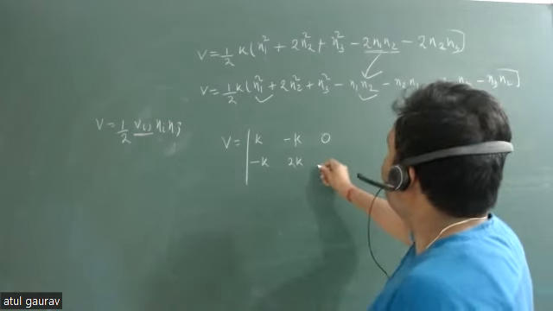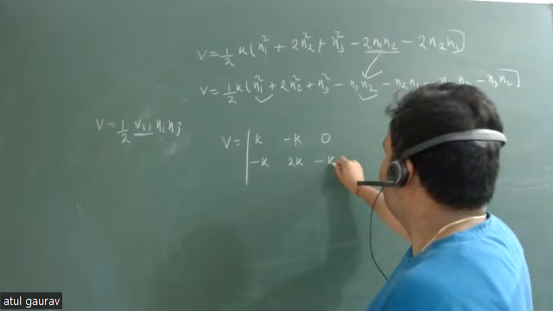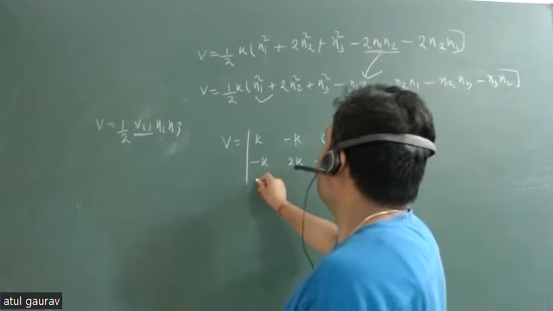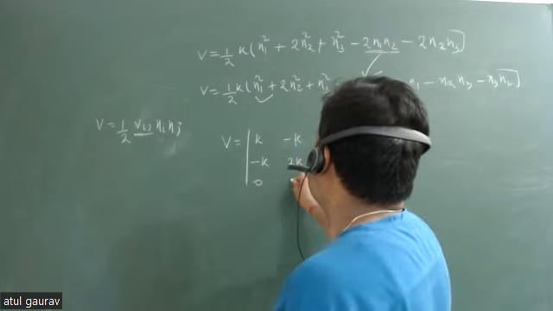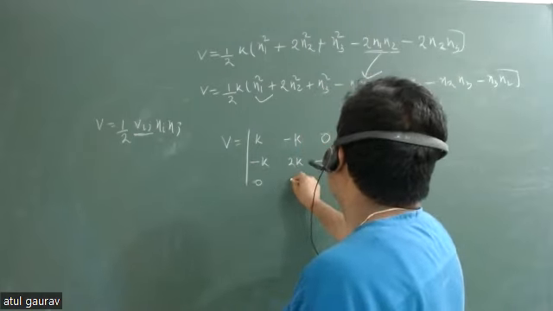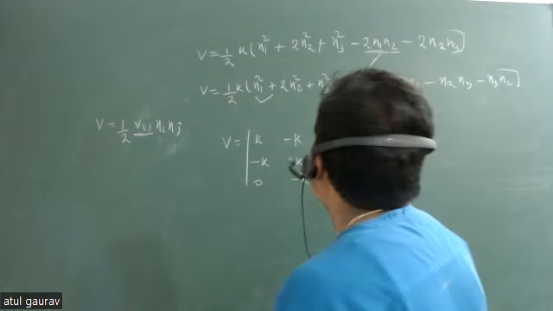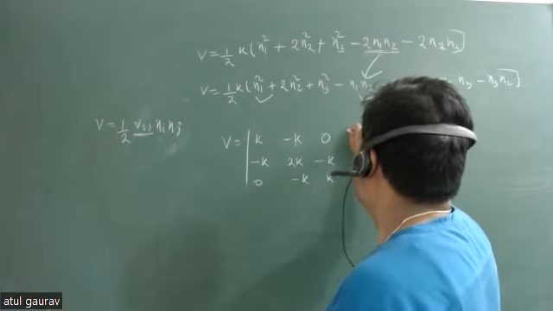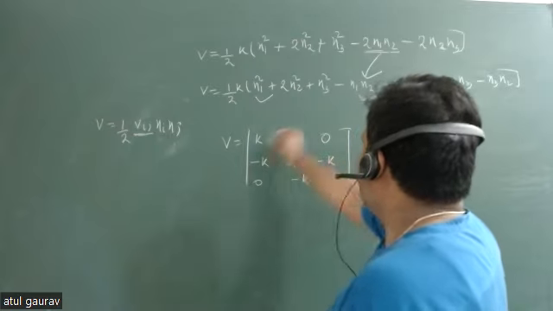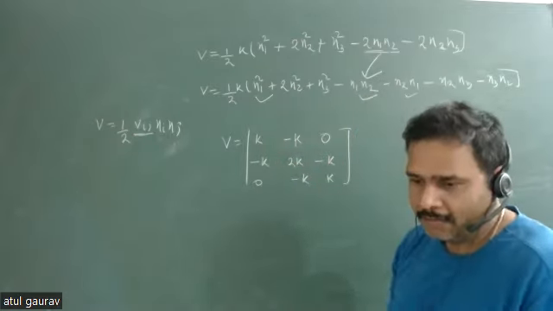Now 2 3, minus K. Now 3 1, zero. 3 2, minus K. 3 3, K. So this is your potential energy matrix.